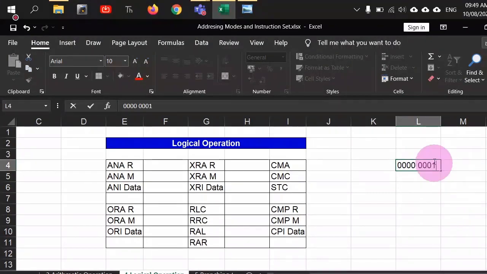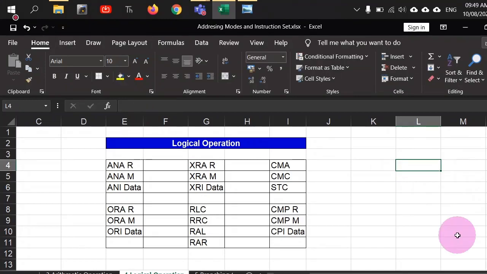Next time when this bit is shifted to the third position, its value will become 4, and then 8. So 1, 2, 4, 8. That way you can generate a series. We will see some programs of this kind in our laboratory also, right? So for that purpose, it is used.